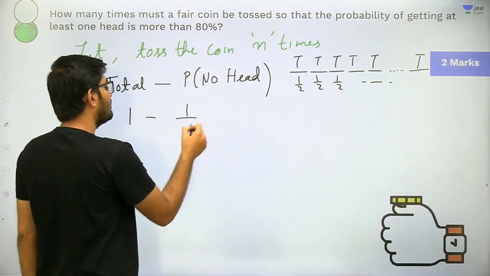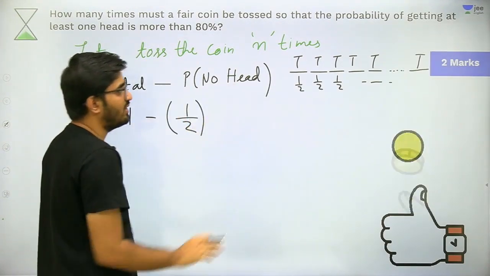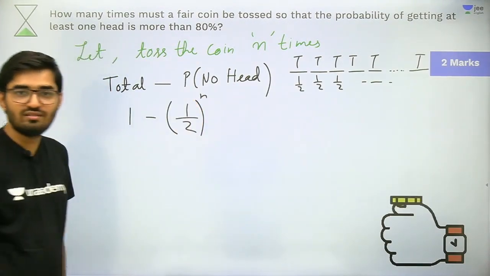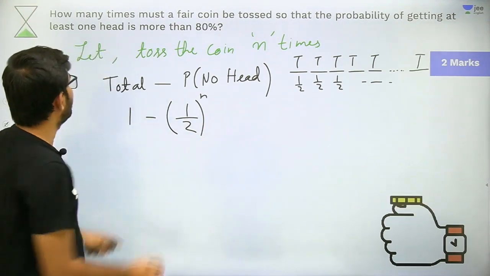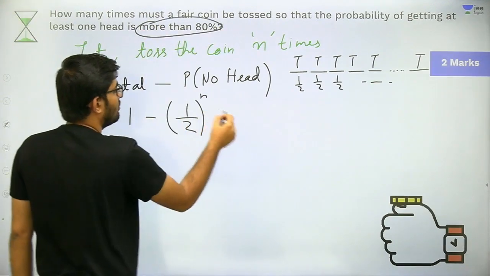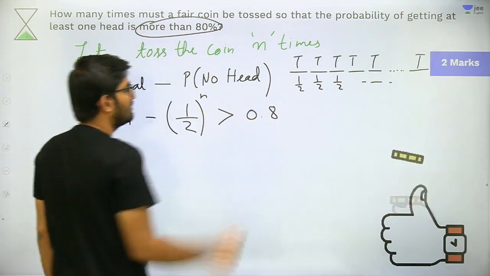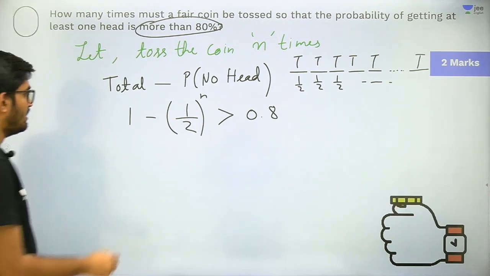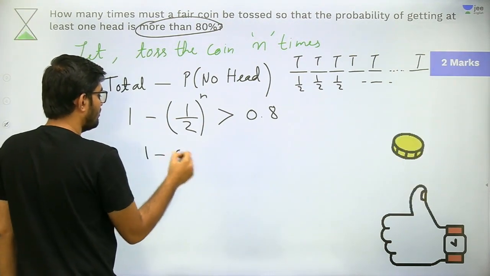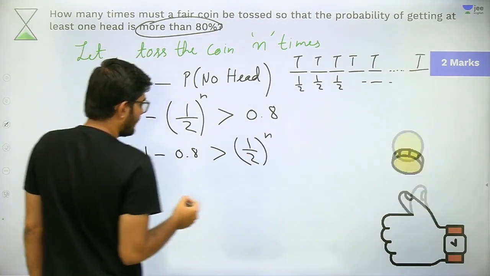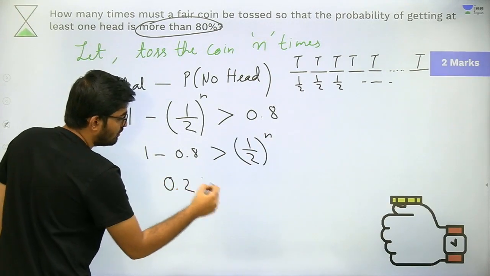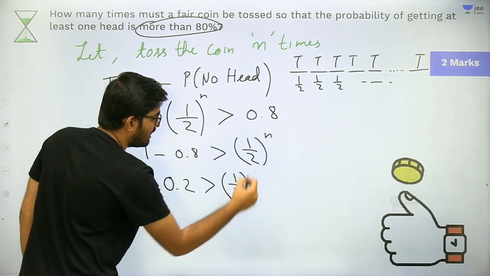So the probability of getting no head, or all tails, is 1 by 2 raised to n. So 1 minus 1 by 2 raised to n should be more than 80%, so greater than 0.8. Now just solve this. 1 minus 0.8 is greater than 1 by 2 power n. So basically 0.2 is greater than 1 by 2 power n.